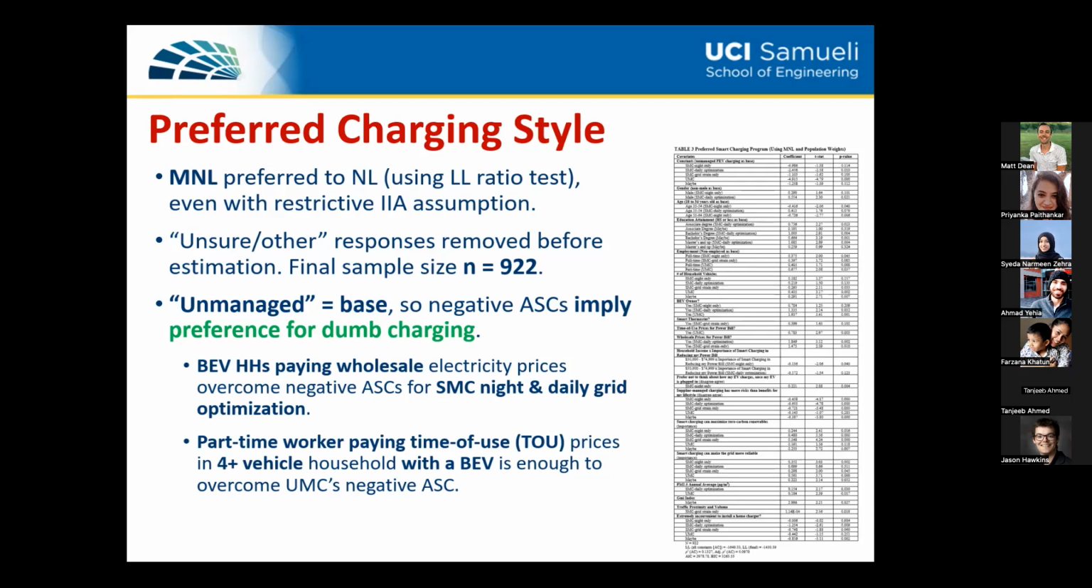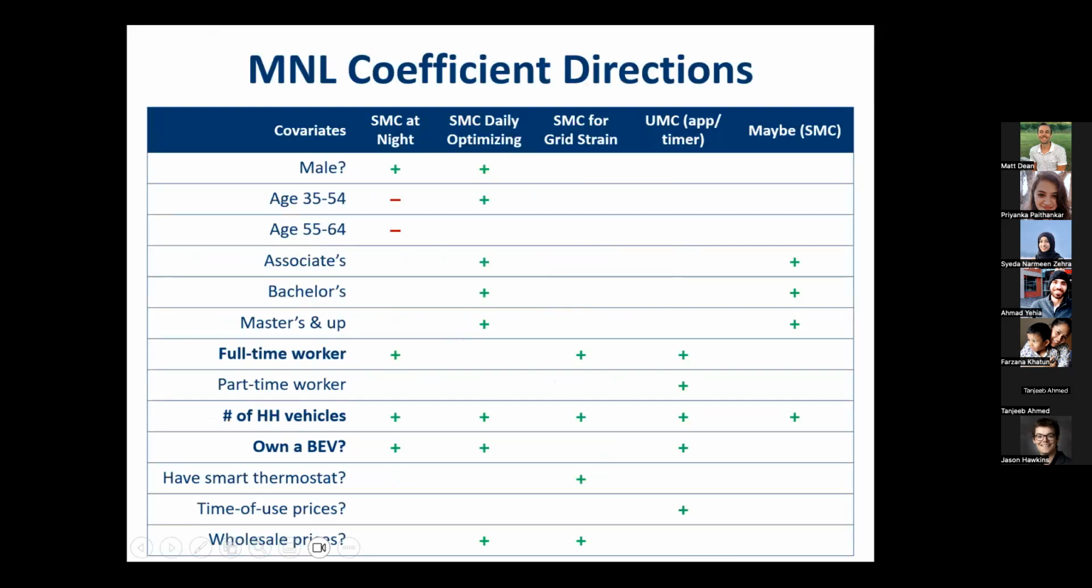I'm not going to go over all of our covariates here. There are a lot that we threw into the model. We did keep some predictors that were statistically insignificant, but we have the rationale that they may be relevant for future studies, or they are typically behaviorally significant for similar technology adoption studies. Looking more into the coefficient directions, the coefficients for this model are positive for male for supplier managed charging at night and daily optimization for the local grid. The other three options were not statistically significant at the 95% confidence level.